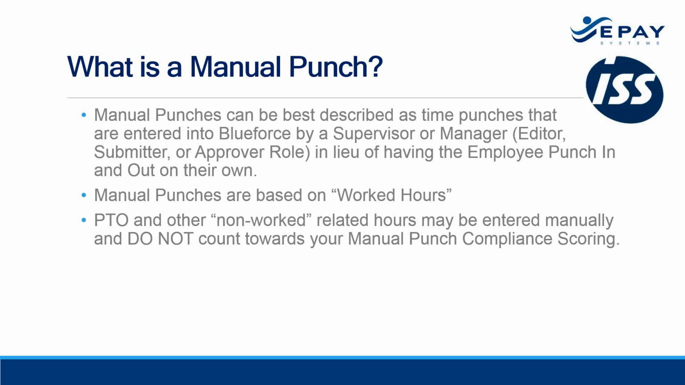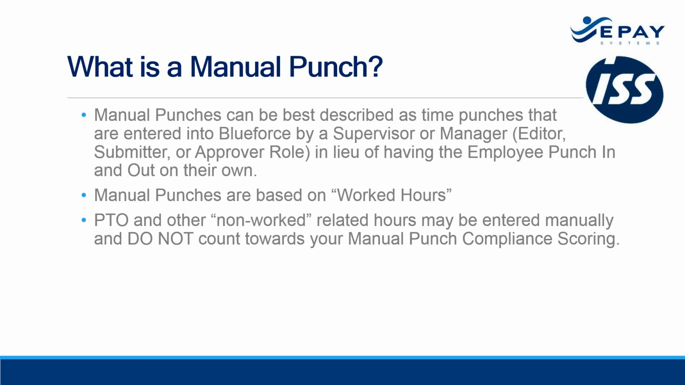Your compliance scores that you see on there, we often get questions. What makes up that compliance score? Why do I have a 2.45 in a manual punch score? What's that entail? Well, that entails only worked hours. So if you're going in there and keying in time for a rate type that's related to worked hours, then it's going to be counted against you.